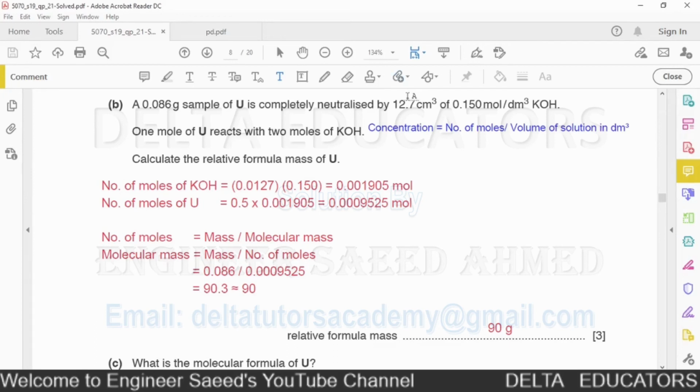Here the volume is given as 12.7 centimeter cube, but we have to consider the volume in decimeter cube. That's why we divide this volume by 1000. When we divide 12.7 by 1000, we get 0.0127. So this 0.0127 is the volume in decimeter cube. This 0.150 is the concentration of the solution in mole per decimeter cube. By solving this, we get 0.001905 moles. So the number of moles of potassium hydroxide is 0.001905 mole.